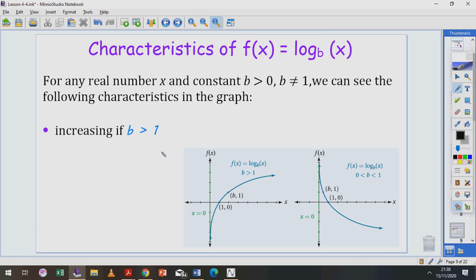If b is greater than 1, if the base of the logarithm is greater than 1, the function is increasing. If the base of the logarithm is between 0 and 1, because you can have logarithm base 0.2 of x, right? Then that function is going to be decreasing. As you can see in this graph here, that function will be decreasing.